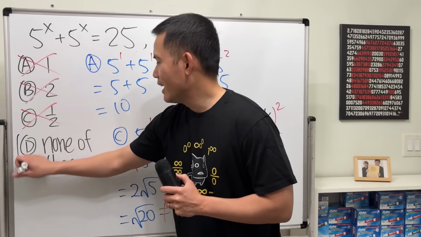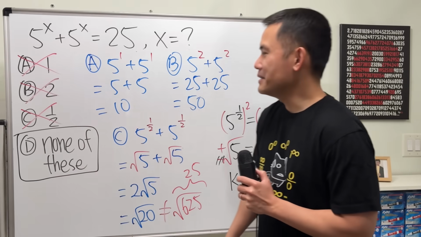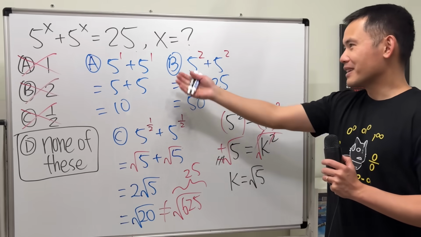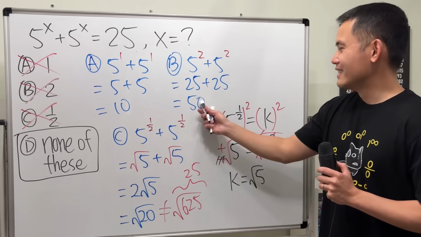Okay, yay, we got it. It has to be D now, right? Because none of the above. Done. Of course, I'll show you guys how to solve this, so check this out.